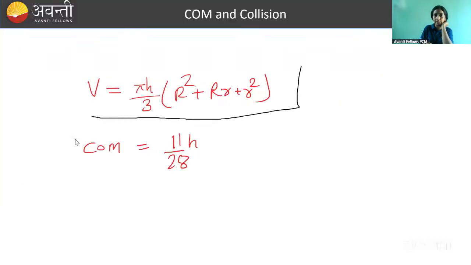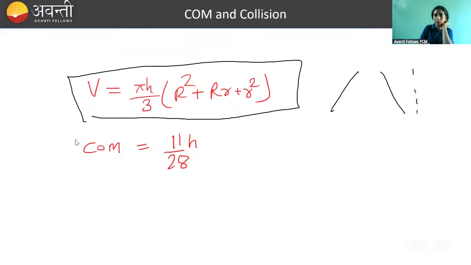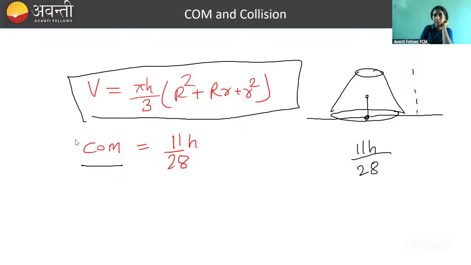फ्रस्टम का वॉल्यूम is written like this, where h is the height. Height कहने का मतलब ये वाला height की मैं बात कर रही हूँ. One radius will be for this portion, another radius will be for this portion. So this is the volume formula, and its center of mass again from the bottom is taken to be at a distance of 11h by 28, where h is the height. ठीक है. So this is the formula.